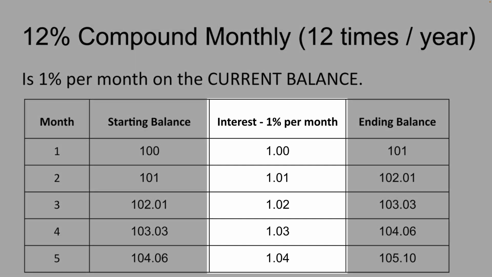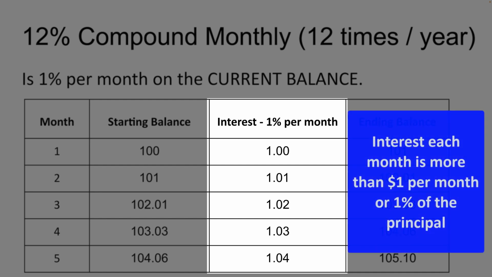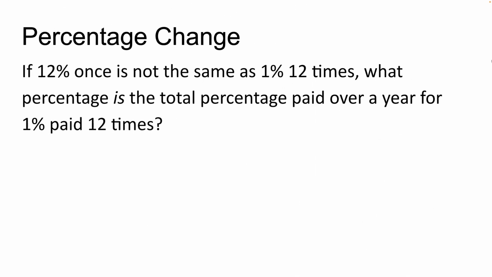So each month it's earning over $1 in interest, with the exception of that first month. So that means that we're actually earning a bit more than 1% interest on our principal investment each month. So if 12% once is not the same as 1% 12 times, what percentage is the total percentage paid over a year for 1% paid 12 times?